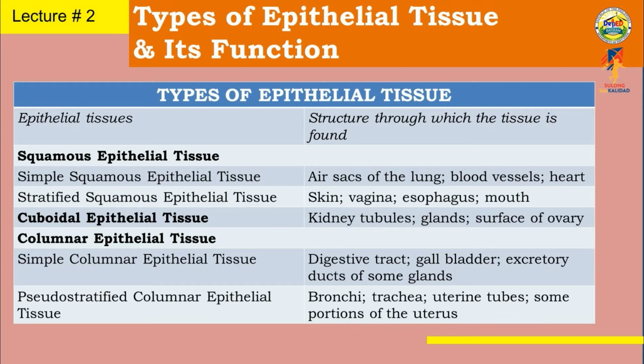Then last, we have the pseudostratified columnar epithelial tissue. It is found in the bronchi, in the trachea, in the uterine tubes, and some portion of the uterus.